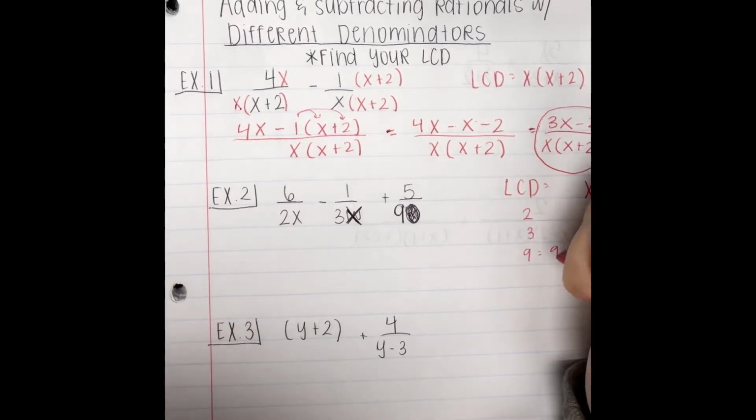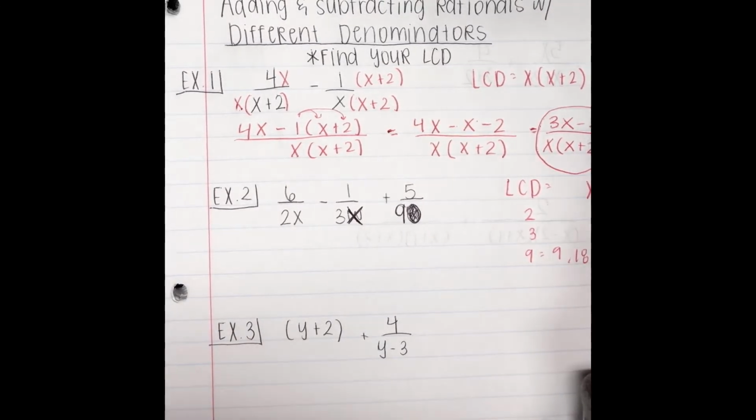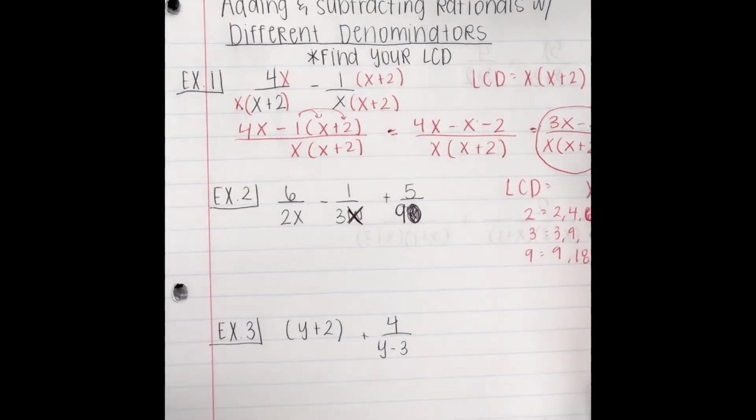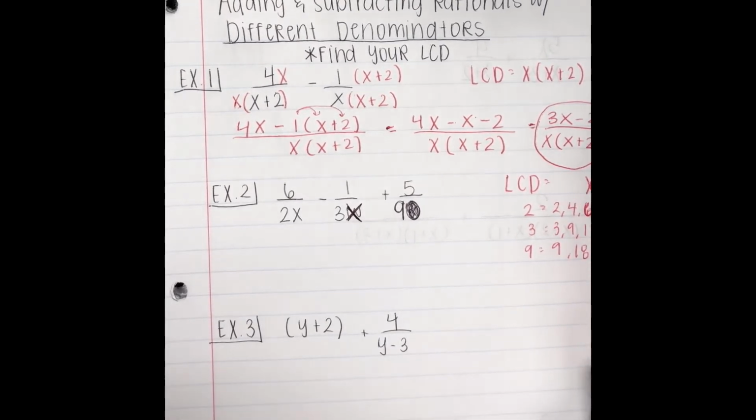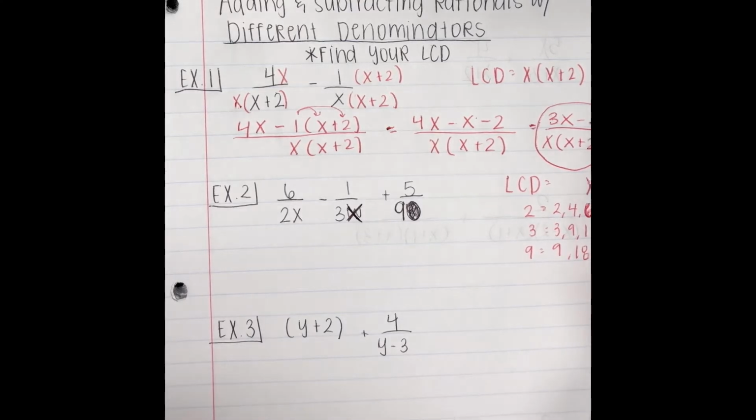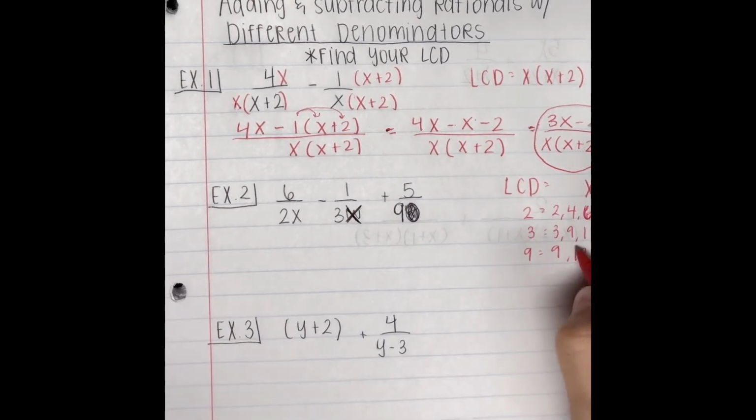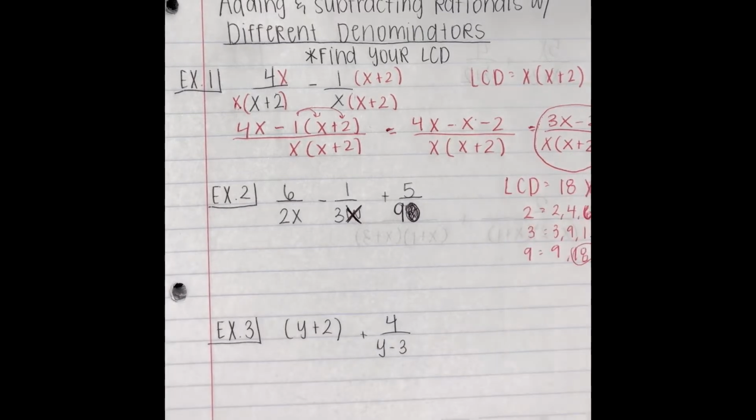Okay. Well, 9, we have 9, 18, 27, 3, 9, but when we do 2, it doesn't get to 9, okay? So we would have to keep going. 12, 15, 18, so I have an 18 and an 18, and then I know since that's an even number, it's also going to work with 2. So 18x would be my LCD.